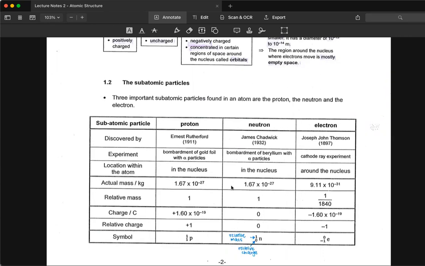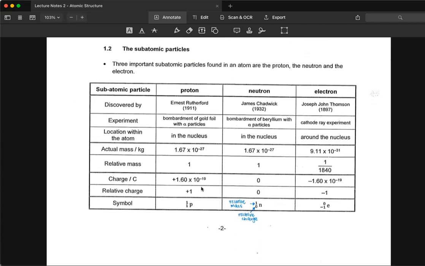Therefore, we convert this mass into relative mass by taking the actual mass divided by the mass of the proton or neutron. Therefore, protons and neutrons have a relative mass of 1 each, and the electron has a mass of 1/1840 when you take this 9.11 divided by 1.67. This is the charge of each subatomic particle, plus 1.6 times 10 to the power negative 19 for the proton, and the electron is the same magnitude but negative.